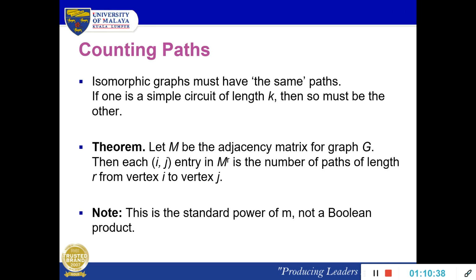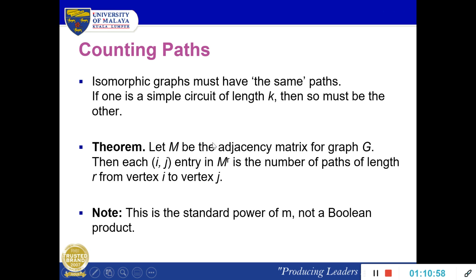Counting paths. Isomorphic graphs must have the same paths. If one has a simple circuit of length k, then so must the other. So there's a theorem for that. Let M be the adjacency matrix of graph G. Then each ij entry of M to the power of r is the number of paths of length r from vertex i to vertex j.